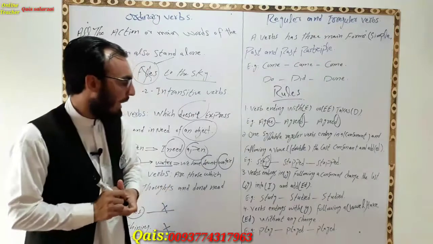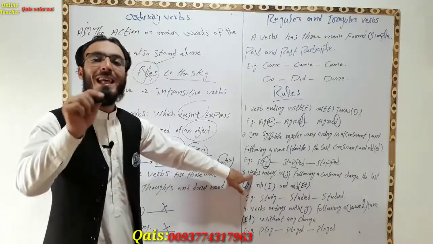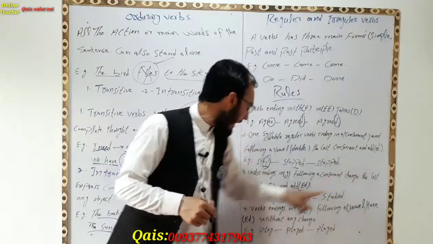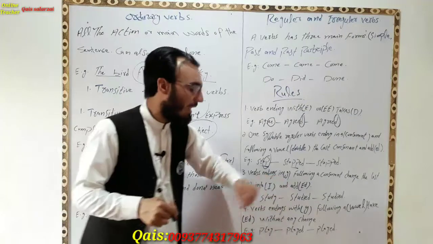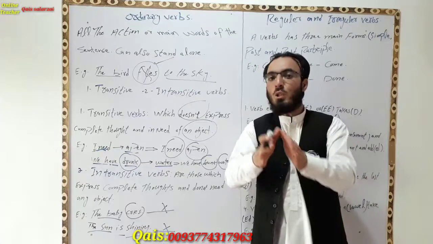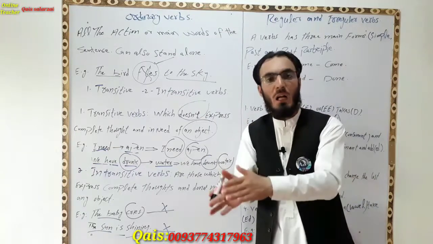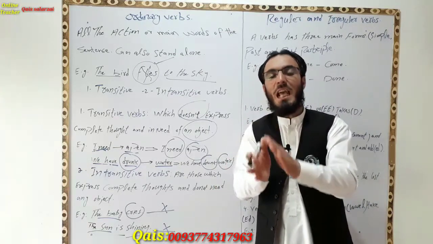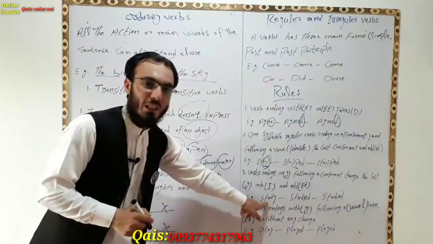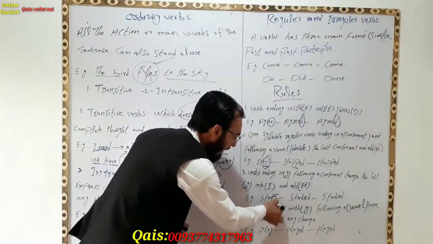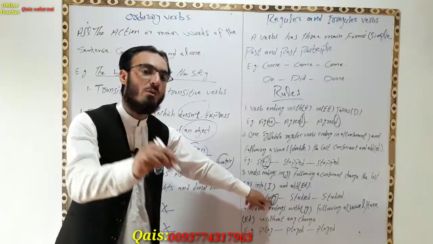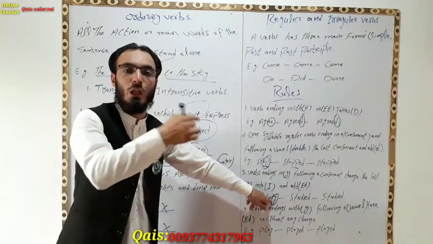Now the third rule that we have is a verb which ends with Y but before Y there is a consonant. So change the Y into I and add ed. If a verb ends with Y but before Y there is a consonant, you need to change that Y into I and put ed. Look at the example. Study. Study ends with Y but before Y we have D, and D is not a vowel, it's a consonant. So we are going to change that Y into I.